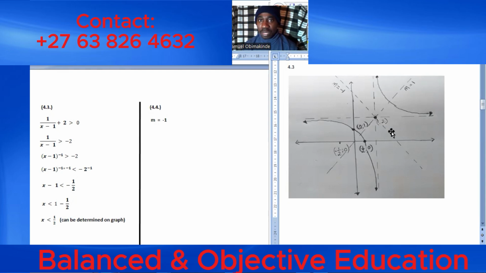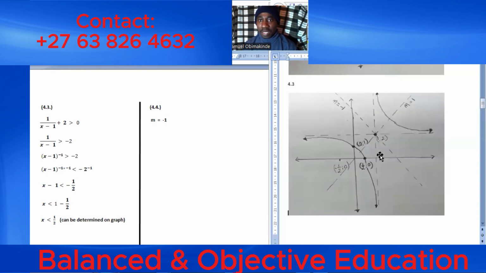You just have to draw two diagonal lines across the point of intersection of the two asymptotes. Remember, the horizontal asymptote crosses the y-axis at 2, and the vertical asymptote crosses the x-axis at x equal to 1. So those are the two broken lines we have here. If you draw two diagonal lines through the point of intersection of the asymptotes, those two diagonal lines are the axes of symmetry.